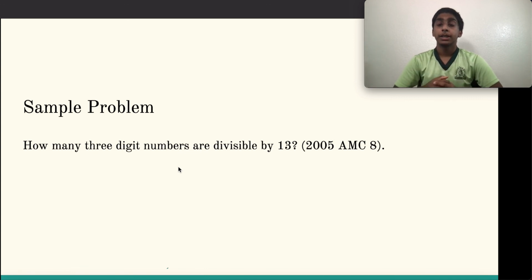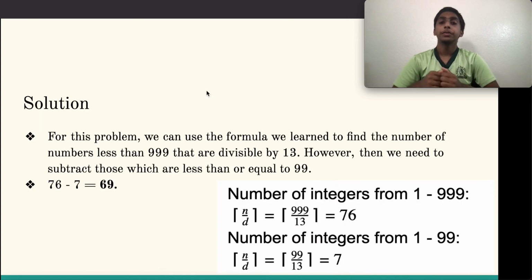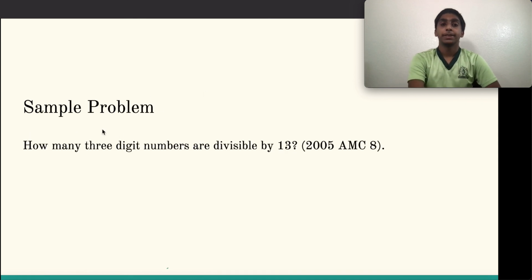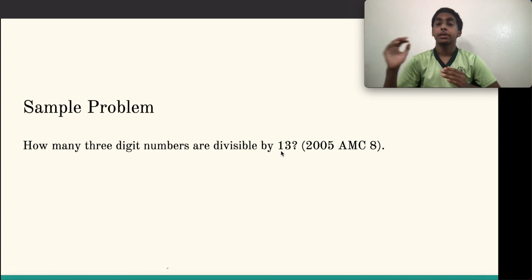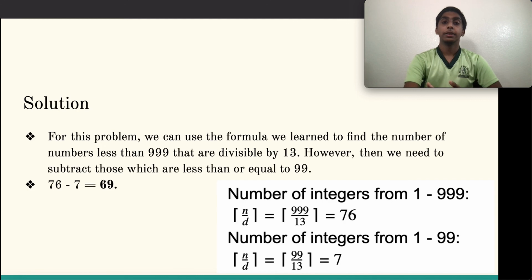Okay, hopefully you guys solved the problem, so let's go ahead and look at the solution. For this problem, we can use the formula we learned to find the number of numbers less than 999 that are divisible by 13. That would fulfill our problem because it says how many 3-digit numbers are divisible by 13. So anything less than 999 would work. But it only says 3-digit numbers, so it has to be greater than 99 and less than 999. Based on that, we need to subtract those which are less than or equal to 99.